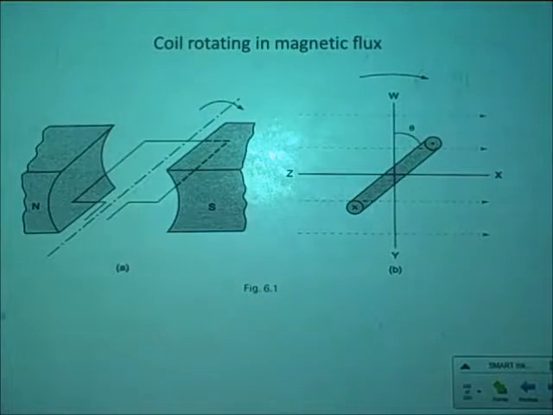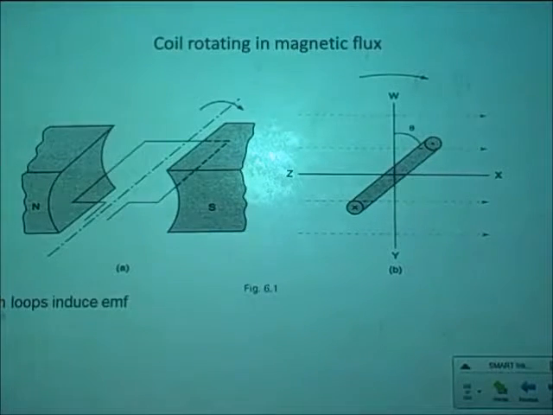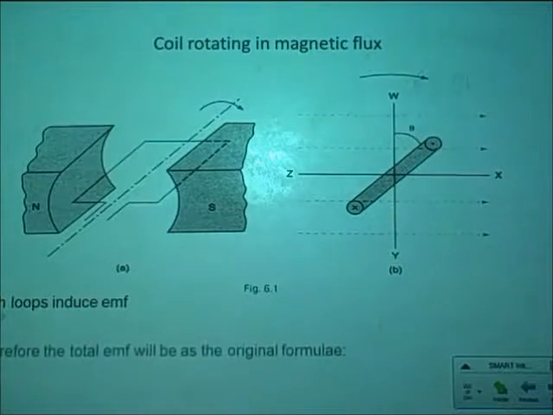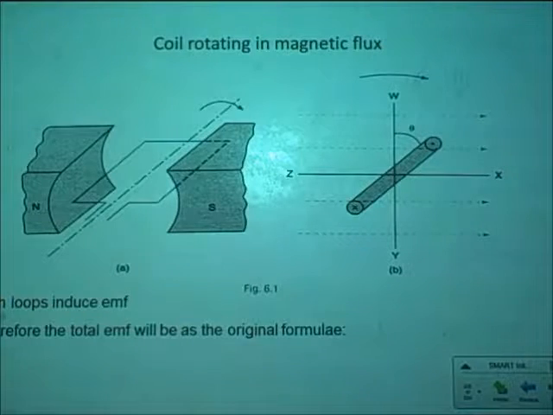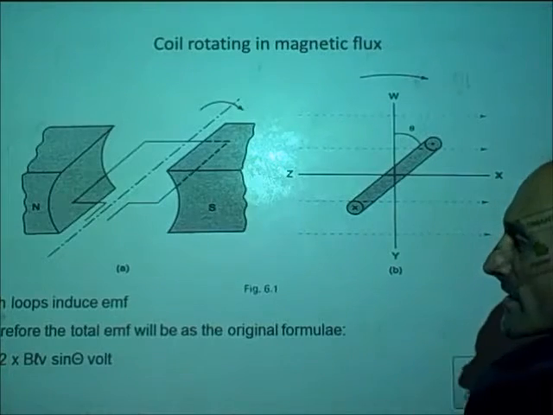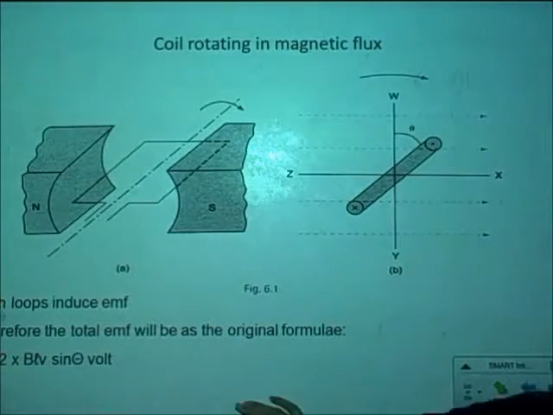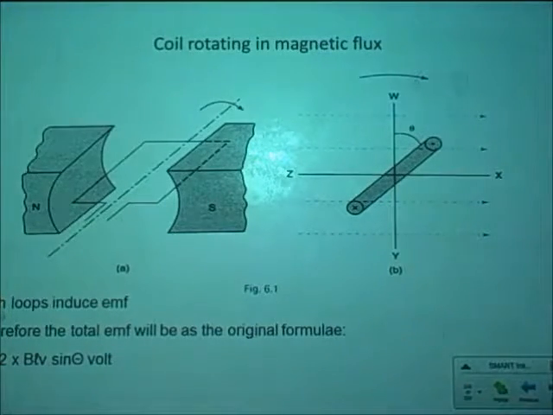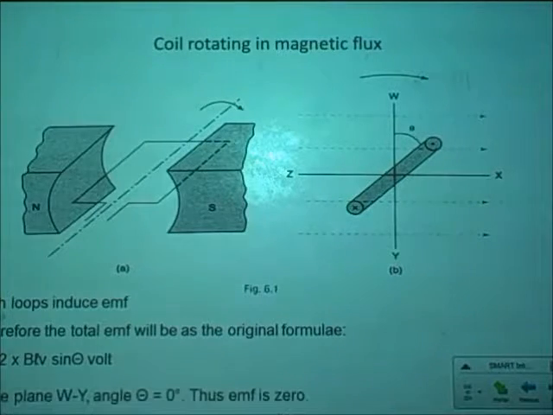Okay, I'm going to give you some notes very, very quickly, if you need to take them down. Both loops induce an EMF. Therefore, the total EMF will be as the original formula. Can you identify the formula first of all? Yes, if you identified that it is E equals 2 times BLV sin theta. You should know what the abbreviation stands for by now. Very, very quickly, I'll put the next note up for you now.